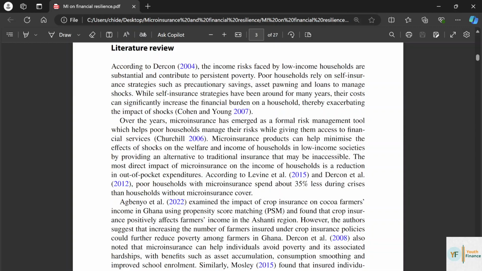Thanks to microinsurance, poor households can manage their income risk while still having access to financial services. The most direct impact of microinsurance cover on the income of households is reduction in out-of-pocket expenditures. Microinsurance can help individuals avoid poverty and its associated hardships, with benefits such as asset accumulation and consumption smoothing.